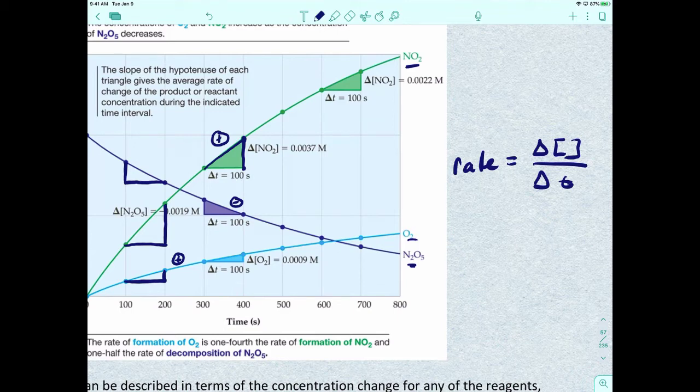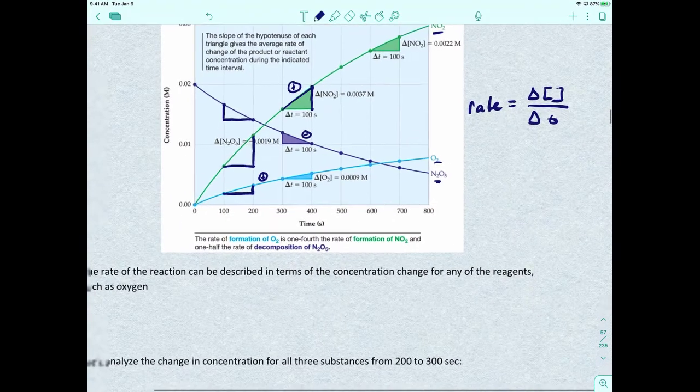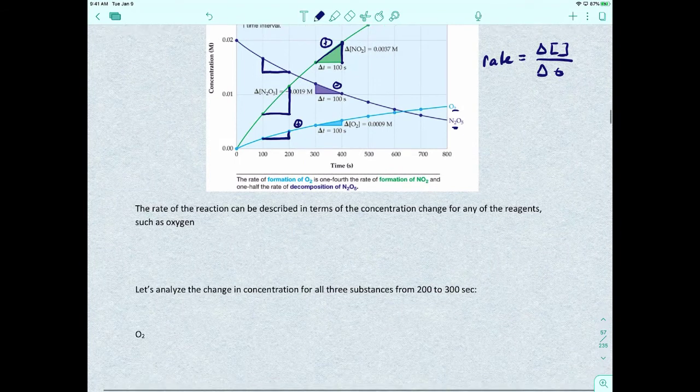And we know that N2O5 is going down because we're losing reactants. NO2 and O2 are increasing. They're positive because we're making product. All right. Cool. And NO2 is going up higher than O2 because it's a ratio of 4 moles of NO2 to 1 mole of O2. Cool. All right, so let's do some math now.